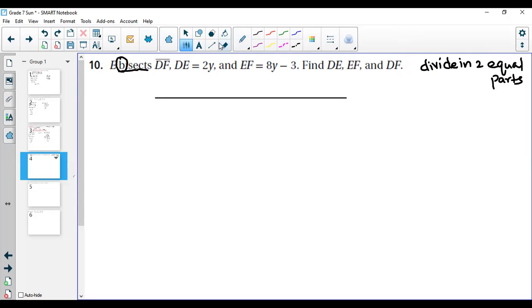Okay, so let's draw the picture. Remember, bisect means divide into two equal parts. So E bisects DF. Let me name this as D and F. And bisect means exactly in two parts. So I can say E is somewhere in this because it should divide the line into equal parts. DE is 2y. So they gave us DE. D to E is 2y. And E to F is 8y minus 3.